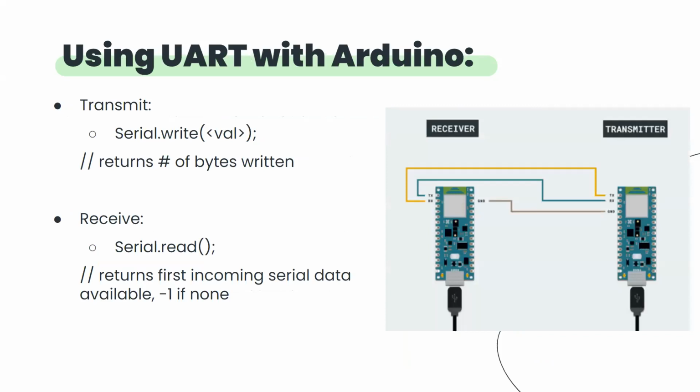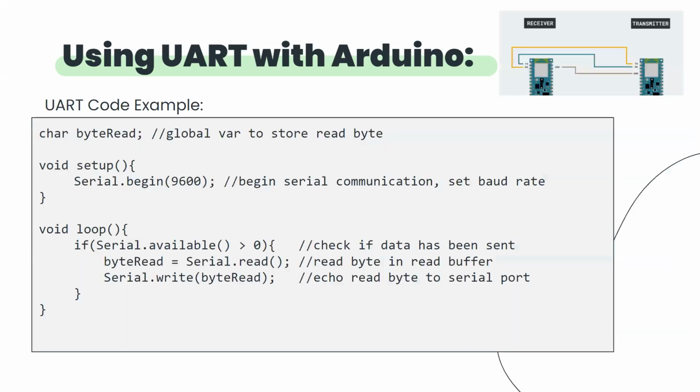So when we use UART with Arduino, to transmit a value, we're going to want to use Serial.write and then the value, which will return the number of bytes written, just so you know that it was successful in writing them. And to receive bytes from the other device, we're going to use Serial.read, which will return incoming serial data, and it will return -1 at the end. So, an example.